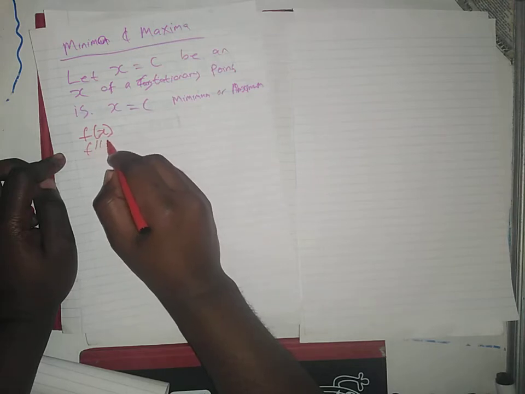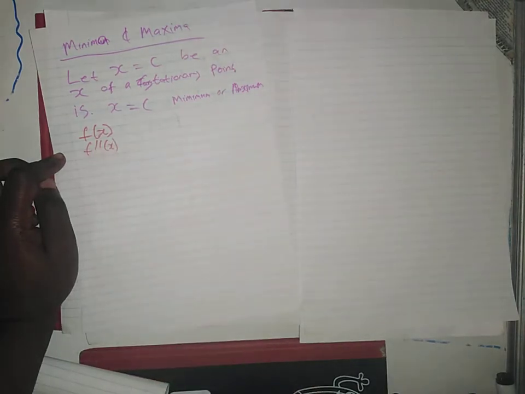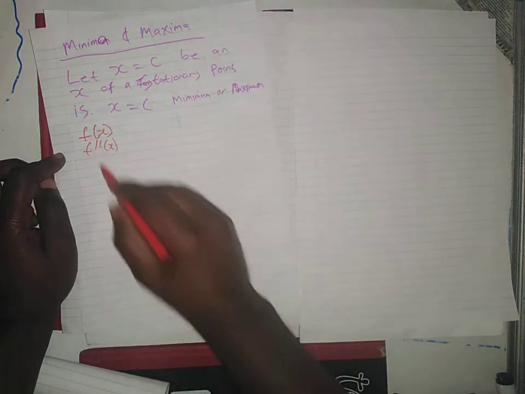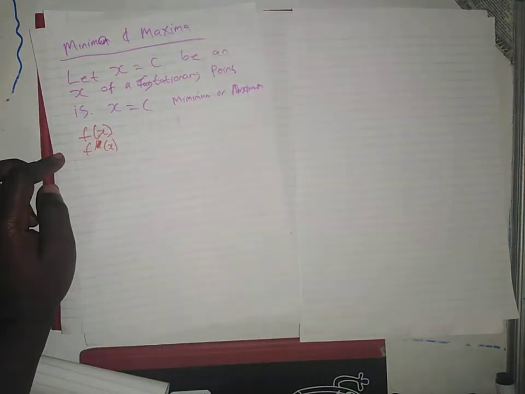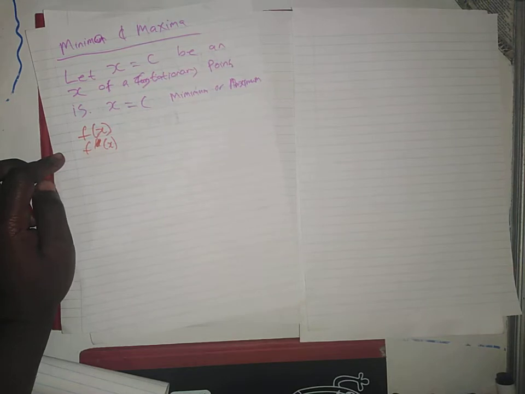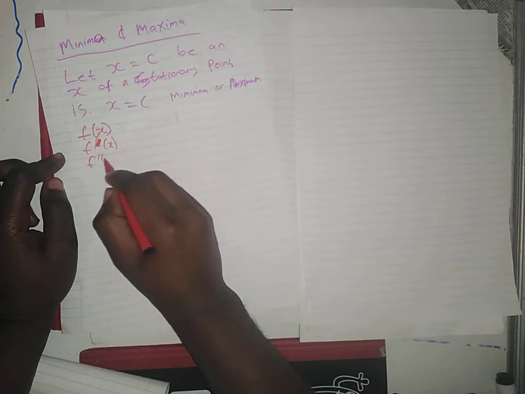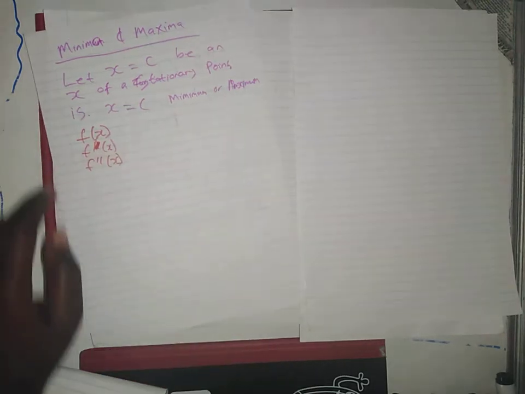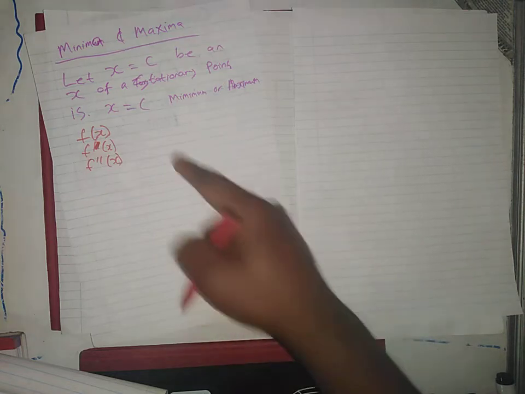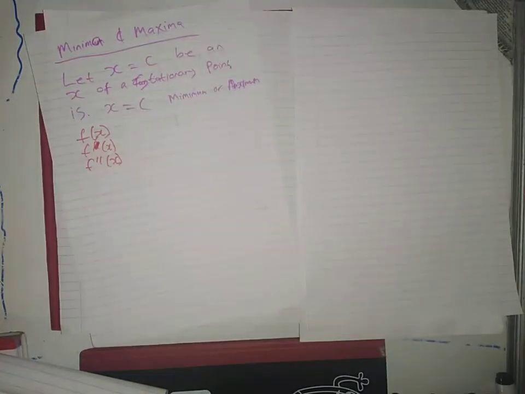F prime at x, right? Sorry, f prime at x. Now, when you have found f prime at x, then find the second derivative. So the second derivative, which is f double prime at x. Now, you must take this value of c that you've been given, and go back to the concept that you spoke about earlier, concavity, and look at whether at that point f at x is concave up or concave down.